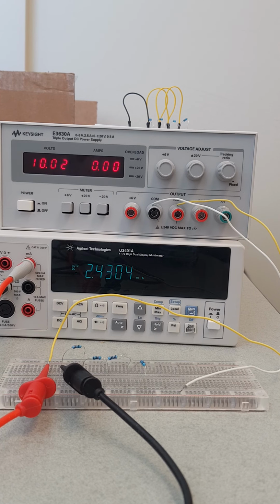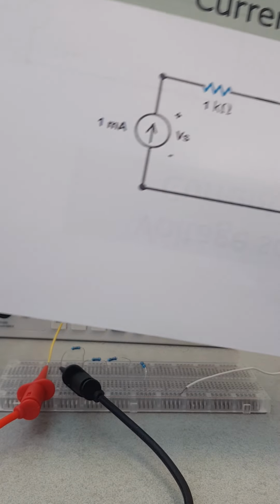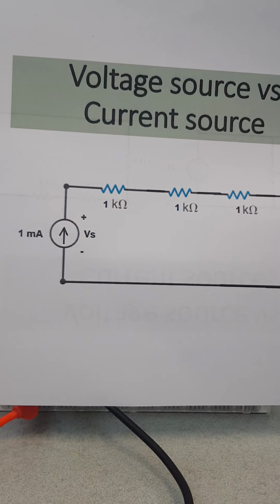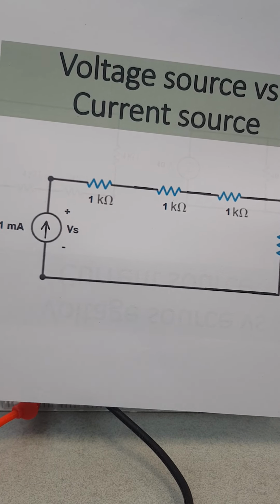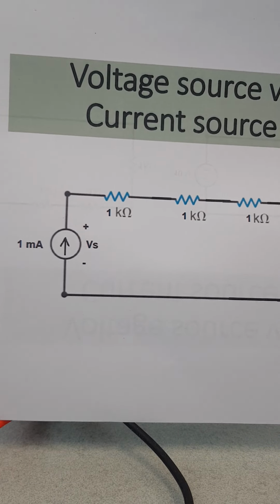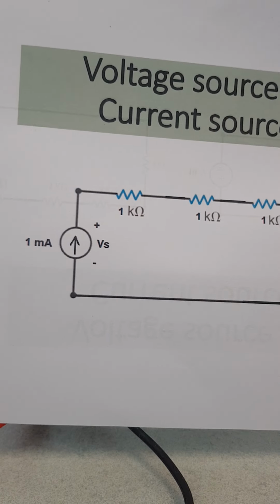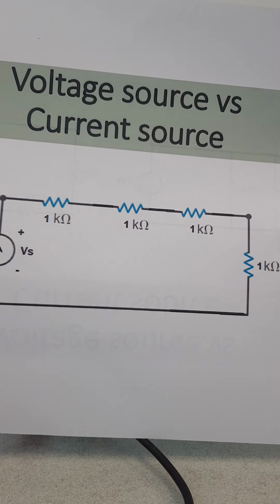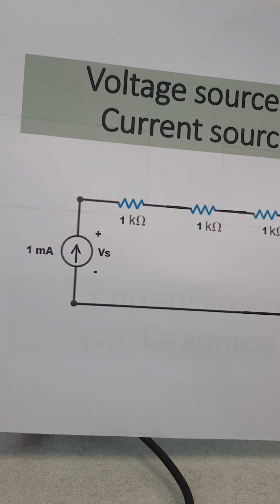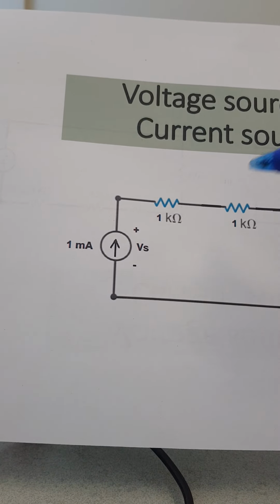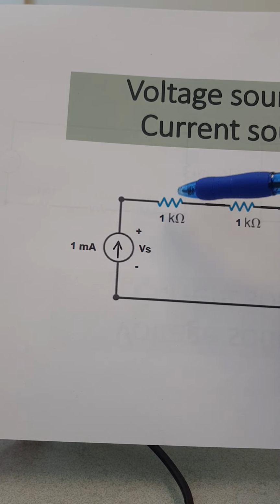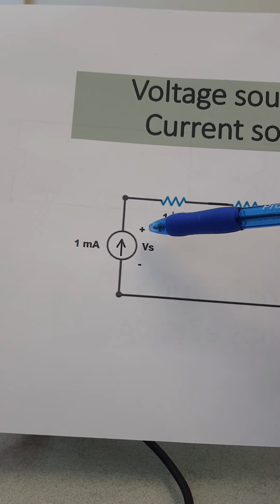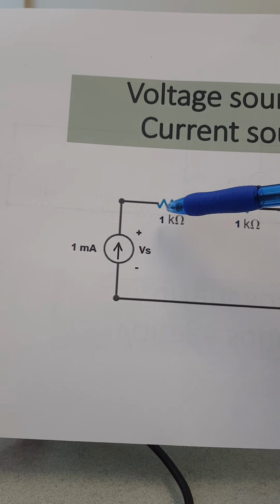Now, when it comes to the current source, it will be the opposite. This is a circuit. Unfortunately, I don't have a real current source because they are not really very popular. So here, if we have a 1 milliamp current source with the same circuit, this 1 milliamp will stay constant. Let's assume that we have only one resistance. So this 1 milliamp will go through this, and I will have 1 volt. So this voltage becomes equal to 1 volt.